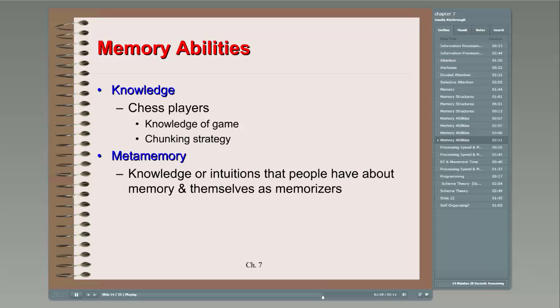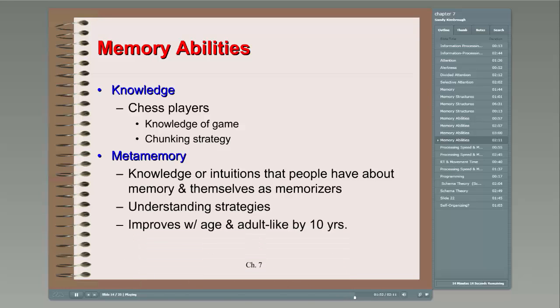Something else is meta-memory. Meta-memory is the knowledge or intuition that people have about memory and themselves as memorizers. In other words, we know how we need to memorize things best. We know how we learn. We understand strategies that work for ourselves. This improves with age, and it is approaching being adult-like by about 10 years old. If you study for a test and you think you know all the information, then you might stop studying. Okay, you may or may not be right. You may go in the test and realize, oh my gosh, I didn't know this. But what you're doing is exhibiting your meta-memory, what you know about yourself as a memorizer.